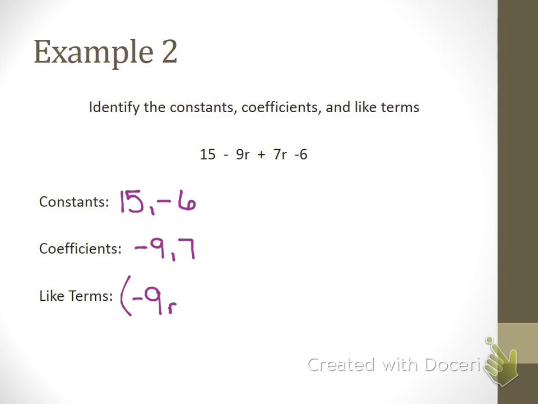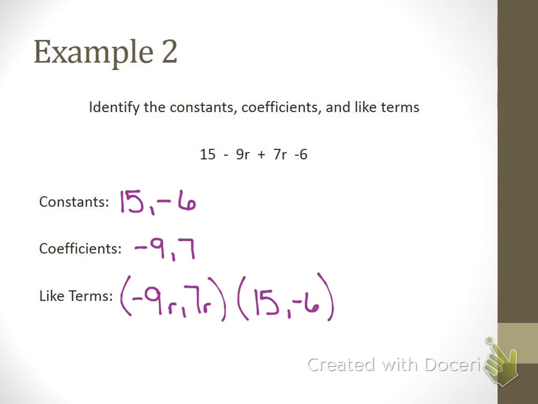Okay, now your like terms. Yes, negative 9R and 7R and 15 and negative 6. Notice if it's negative in the expression, I make it negative when I'm identifying the different parts. If it's negative there, it's got to be negative in parentheses too. So your first three problems on your homework tonight look exactly like this. I want you to set it up exactly like this. All right? Hopefully we're clear on that.